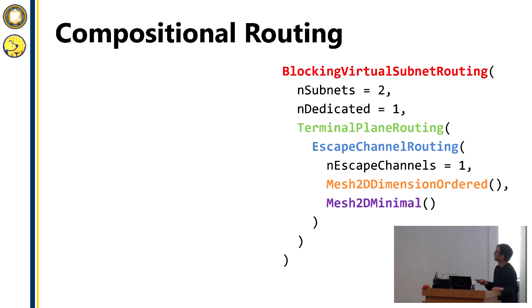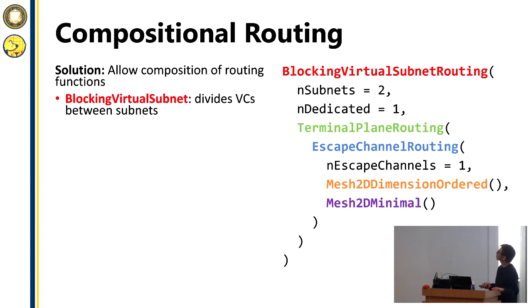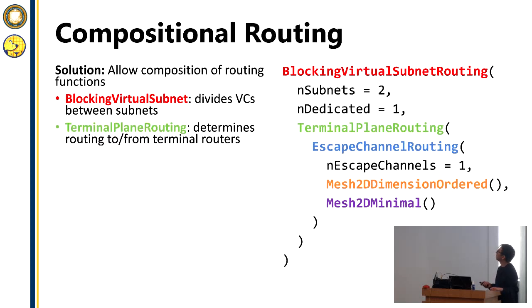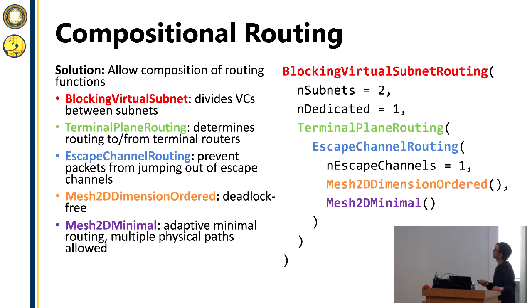So in Constellation, we can do this with compositional routing, where we provide sub-routing functions, which essentially implement a subset of the routing behavior. So for example, this blocking virtual subnet routing function divides the virtual channels between subnets, where each subnet is a different protocol channel. Terminal plane routing and escape channel routing describe other, more detailed parts of this routing algorithm, like how to jump in and out of terminal routers, and how to deal with escape virtual channels. And then at the bottommost level, we have our base routing algorithms, which are pretty easy to implement if you ignore all the other factors, right? So for dimension-ordered routing, route in X, then route in Y. And for minimal routing, choose whatever gives you the minimal route.